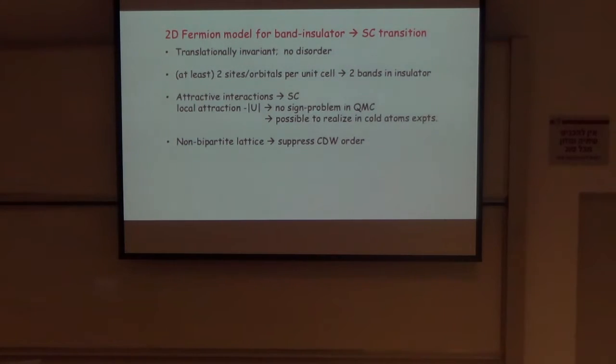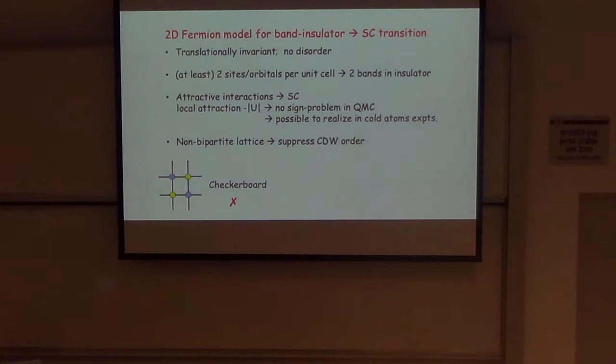And we'll just put in a local attraction for two reasons. One is it'll allow us to do quantum Monte Carlo with no sign problem. But also, local interactions are easy to realize in cold atom experiments. And the model that I'm going to propose can easily be realized in cold atom experiments with existing technology. Finally, since I don't want any other order parameters to appear, because I want the simplest possible description, I'm going to work with a non-bipartite lattice, which will suppress other order parameters like charge density wave order.